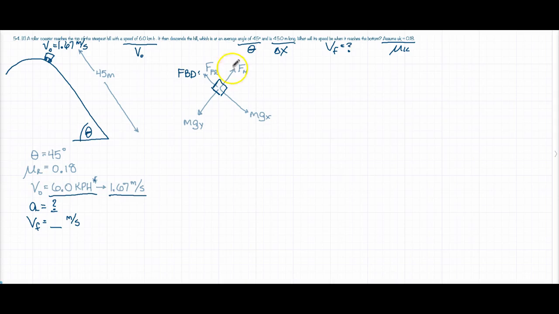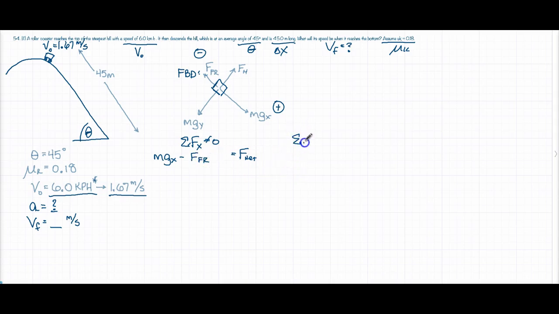When I write out my dynamics equations, the sum of the forces in the x direction is not equal to 0. I know that because the roller coaster is accelerated. That just simply means that the right-hand side of my dynamics equation is going to be not 0. And if I assume down the incline is positive and up the incline is negative, my dynamics equation then becomes mgx minus the frictional force is equal to F net.